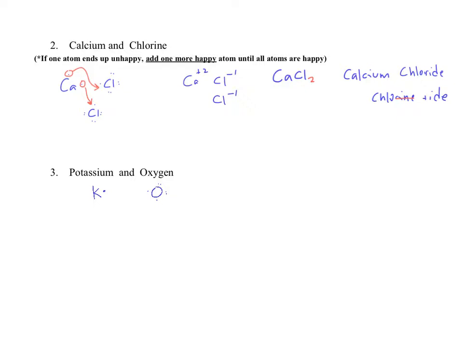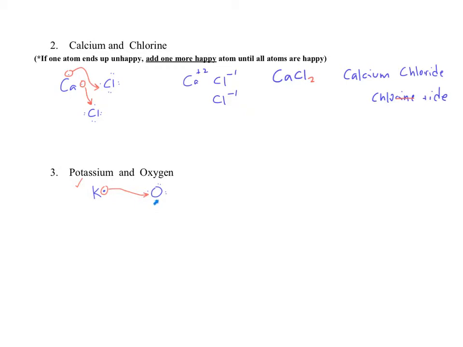So potassium needs to get rid of 1 to make it happy. So it's going to take this electron and transfer it to an open space for oxygen. So now potassium is happy. It got rid of its electron. But oxygen is not happy because it wants 8, but now it only has 2, 4, 5, 6, and the one it got from potassium making 7.